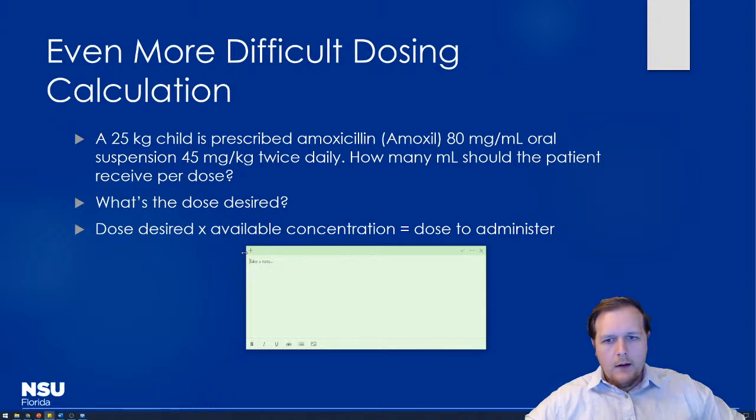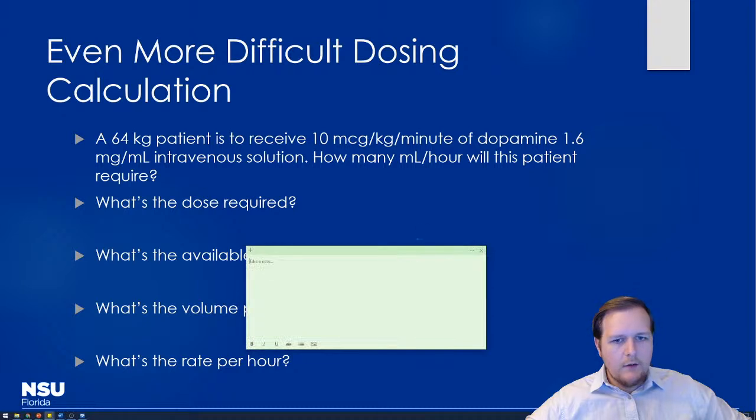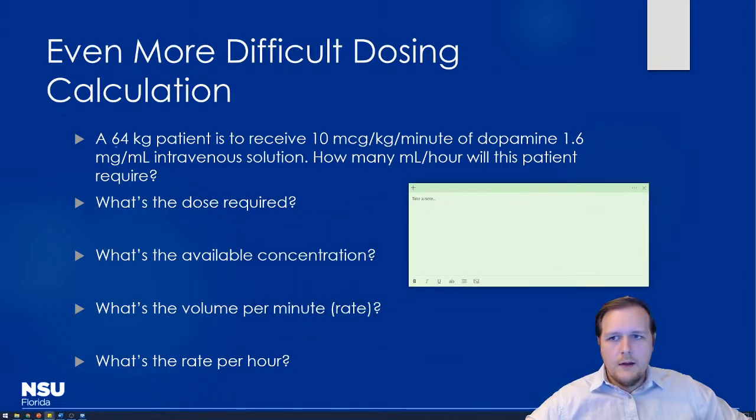Okay, and then let's say we wanted to get a little more complicated. This is probably the most complicated one we're going to get into. Let's say we have a patient who is 64 kilograms, and they're going to receive a dopamine infusion. Let's say they have sepsis and their blood pressure's low, their heart rate's low. We need to get that back up, right? So we're going to start them off at 10 mics per kilo per minute of dopamine, and it comes as a 1.6 milligram per mL intravenous solution. So how many mLs per hour will this patient require?